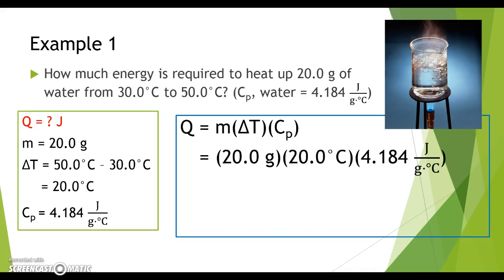Next, substitute in our givens. Notice how the units cancel out. The grams cancel out, and the degrees Celsius cancel out to leave behind the unit of joules, which is what we're looking for. We are trying to find energy, and energy is measured in joules. It's very important to write down the units, and we can see how they cross-cancel and are left with joules, which is what we're looking for. Okay, so let's simplify this, and our final answer, rounded off to the correct number of significant figures, is 1670 joules of energy. So that's a very straightforward example.